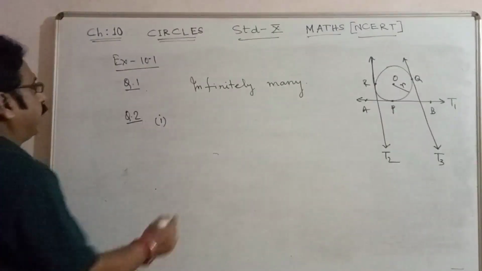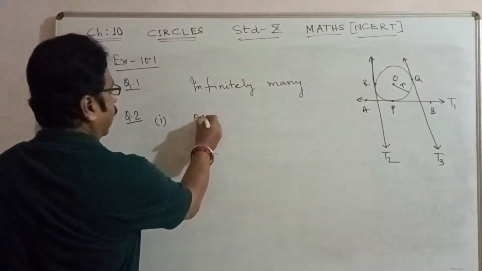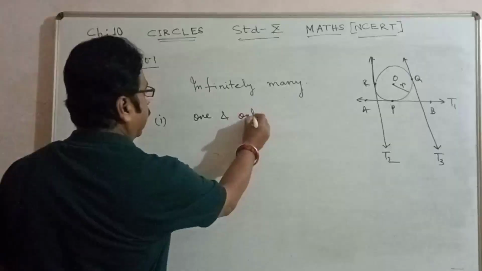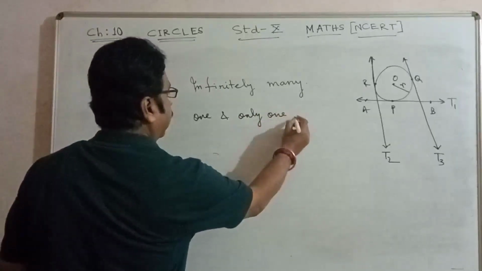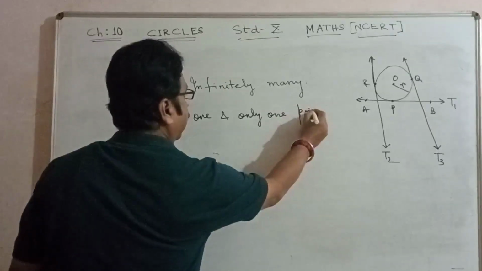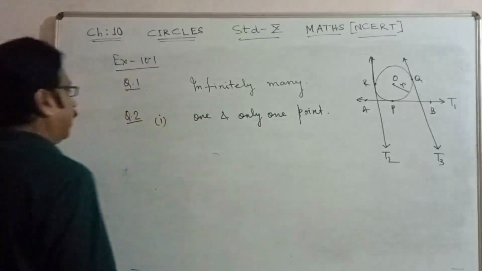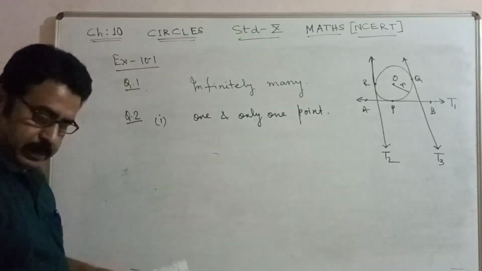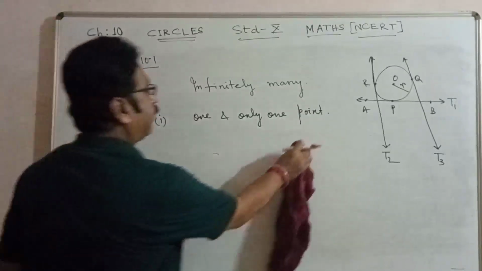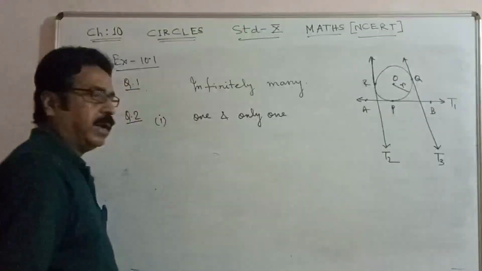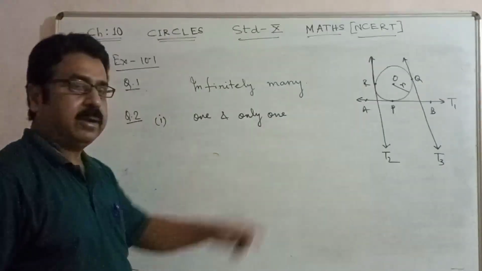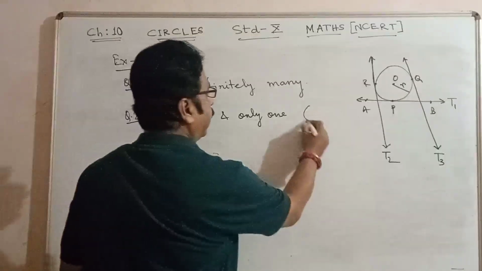Intersects in one and only one point. Here in the blank portion we can write one and only one, or simply we can write one also.